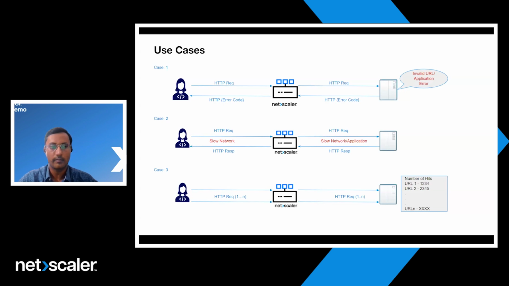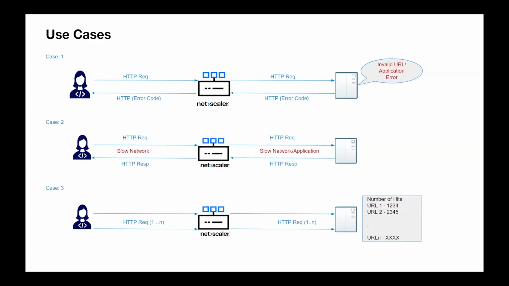Another use case can be slowness that has been seen either on the client side or towards the network, towards the server side. Another use case is to identify the number of hits that are coming to different URLs. If you have a website and there are multiple services serving different URLs, you can use these capabilities to get the number of hits to each URL.